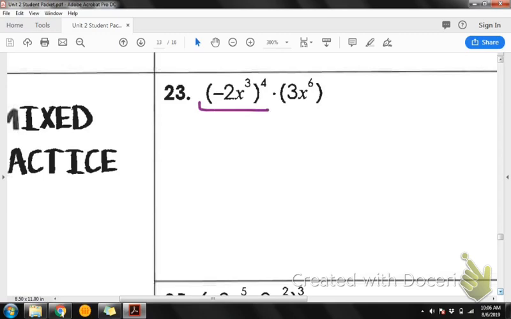we're going to look at this monomial first. Okay, we're not even going to pay attention to the 3x to the 6th yet. Is there a base for this 4? So when there is no base, what are you supposed to do with your exponents?